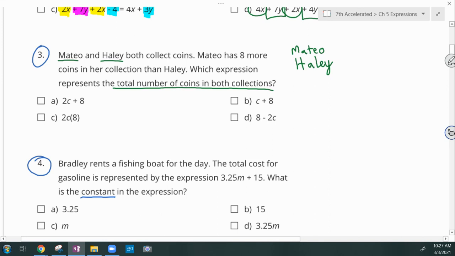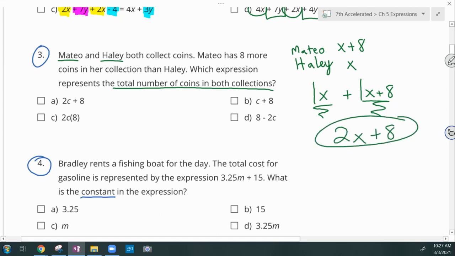Okay, Mateo has 8 more coins in her collection than Haley. All right, so if Haley has x, then Mateo has x plus 8. All right, now we're going to take those and we're going to total them up. So Haley plus Mateo, right? That's Haley, that's Mateo. All right, and now we're going to combine those. So we're going to simplify this. Using the identity property, those are both 1x's, so if we add those up, we get 2x plus 8. All right, this is the key there that a lot of you forgot or missed. Sorry, I used x instead of c, but same deal.